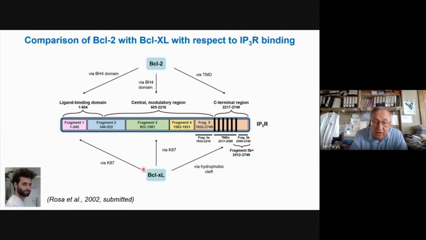That's a figure of a paper that Nicola just submitted, a review paper, where it's clarified that BCL2 interacts with its BH4 domain and via its transmembrane domain to the IP3 receptor, and that BCL-XL works in a very similar way, interacts in the same domains, but either due to the lysine in the BH3 domain, or, as Kevin Vasquez has demonstrated, via a hydrophobic cleft.